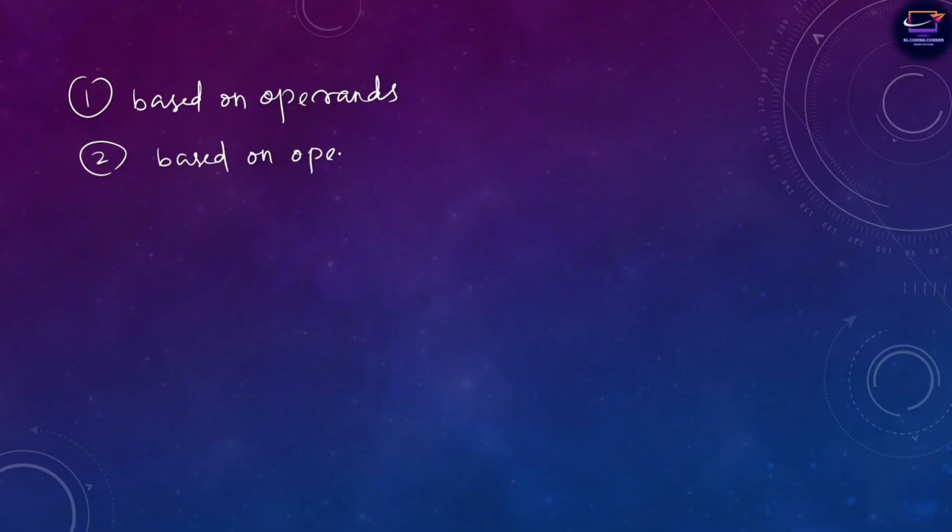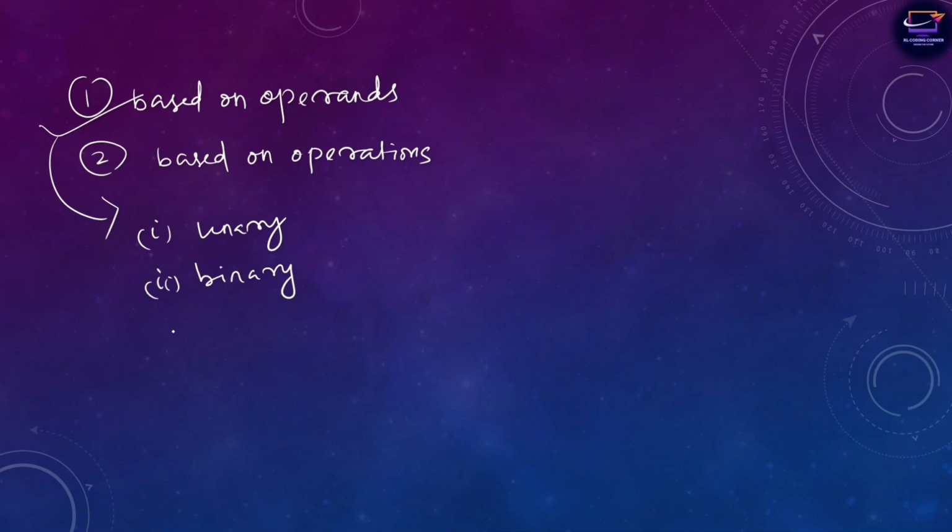So types of operators are in two categories. Number one is types of operators based on operands, and number two is types of operators based on operations. One is based on operands and the other is based on operations. First of all, we discuss types of operators based on operands, that is the number of operands. So there are three types here: number one is unary operators, number two is binary operators, and number three is ternary operators.